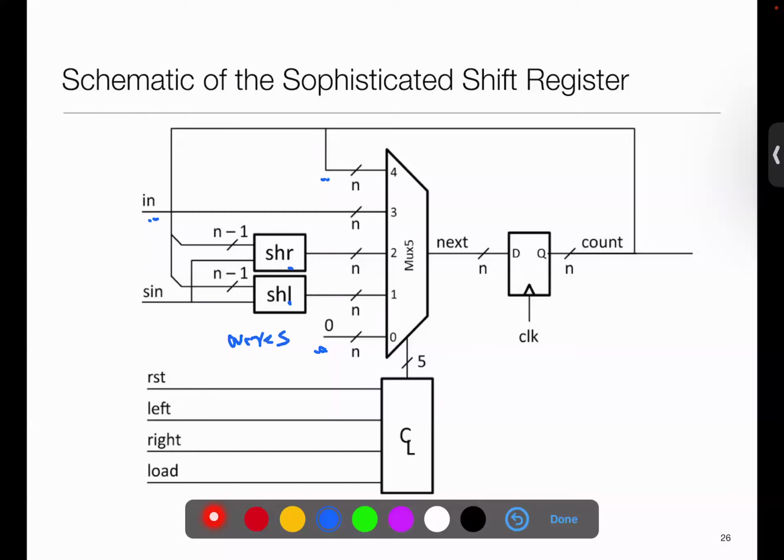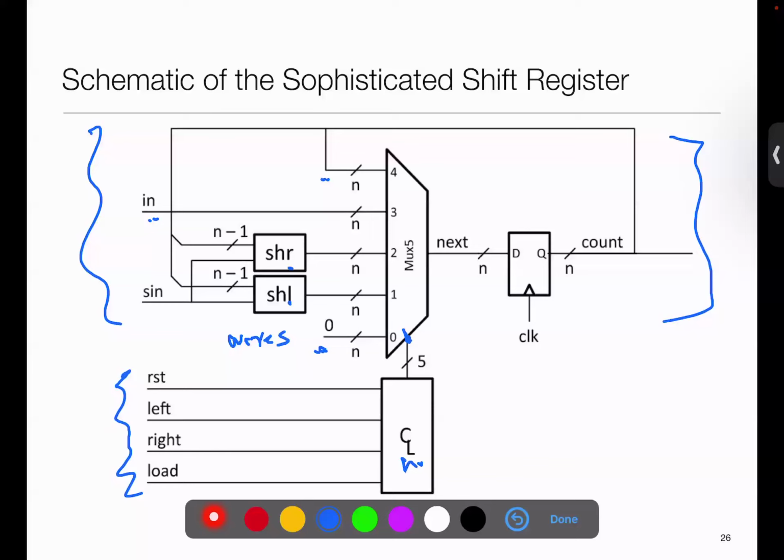And then the select signal to the mux is going to come from the signals we have: reset, left, right, and load. So this combinational logic you will have to design. This part again follows from your program. Okay, so any questions on what's going on out here?